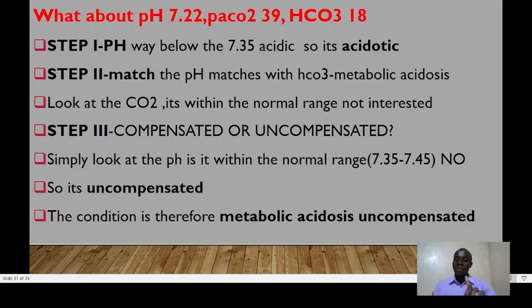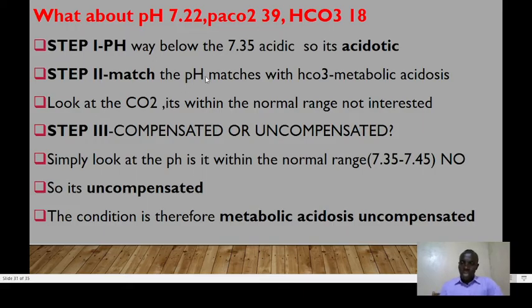We look at the primary factor, which is the pH. So our pH is 7.222. Is it within the normal range? No, it's outside, but it's closer to 7.35, which is acidic. It's way below 7.45. So this is an acidic environment, based on the pH. Remember, 7.45 is alkaline. So go to step number 2.